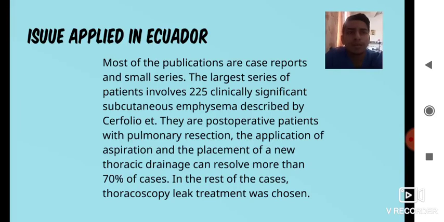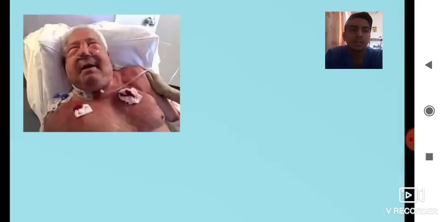Most of the publications are case reports and small series. The large series of patients involved clinically significant subcutaneous emphysema, described by Serfolio. These are post-operative patients with pulmonary resection. The application of aspiration and the placement of a new thoracic drain can resolve more than 70% of cases. In the rest of the cases, thoracoscopic treatment is the choice.